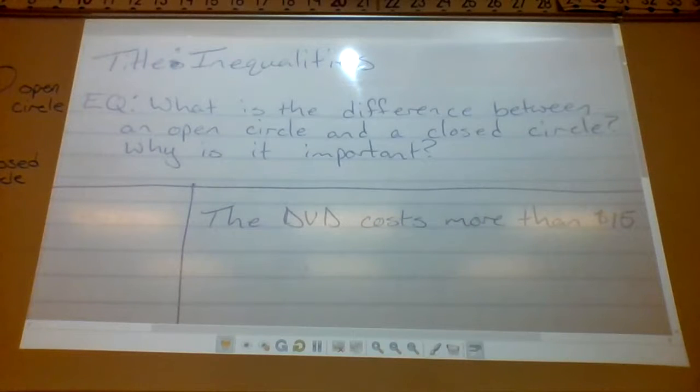This is a verbal inequality. It's written in English. It's something you guys would have to translate into math. The DVD costs more than $15.